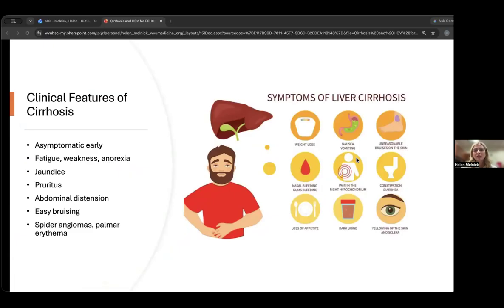So, early cirrhosis is often asymptomatic. As liver function declines, patients may develop fatigue, anorexia, jaundice, pruritus, and abdominal distension. Physical signs like spider angiomas or palmar erythema reflect impaired estrogen metabolism, and many patients present only when complications arise.